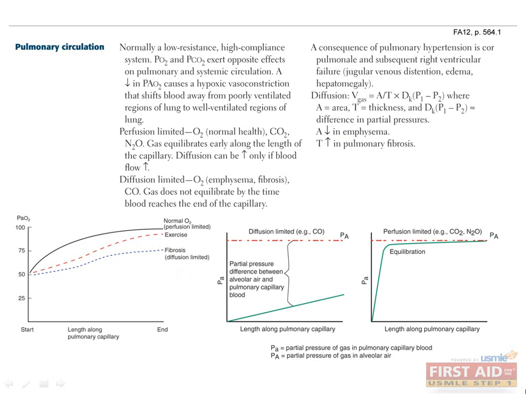All right, now finally, what happens in exercise? You can see the equilibration occurs late along the length of the pulmonary capillary. What's going on here? Well, this is because the blood velocity is increased through the capillary bed, so there is less time for the oxygen to equilibrate.